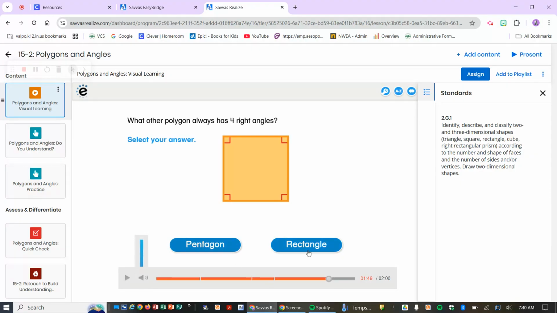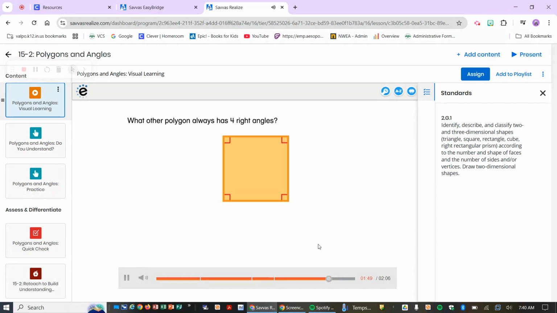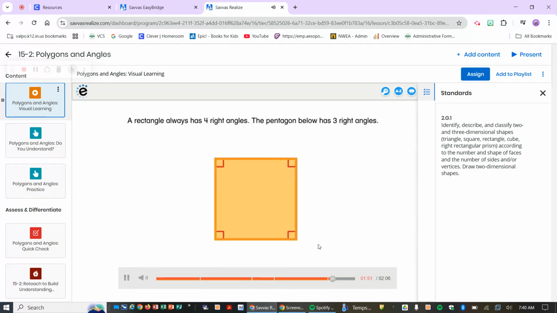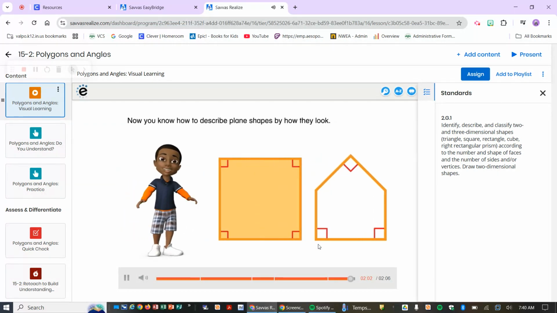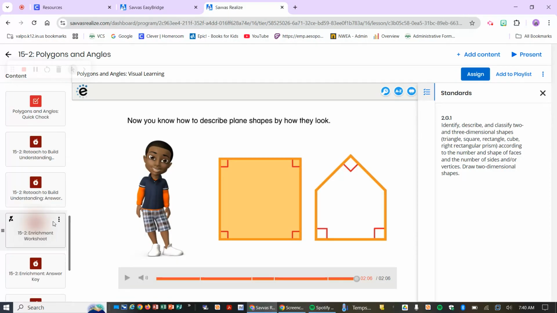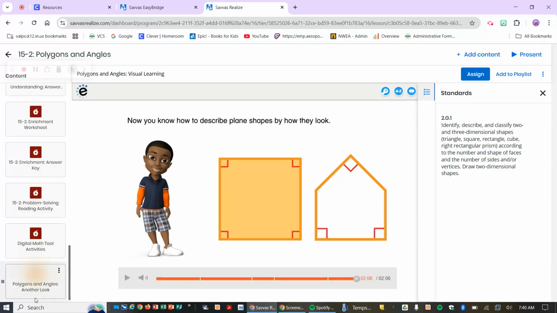Hopefully you were thinking rectangle. A rectangle always has 4 right angles. The pentagon below has 3 right angles. Now you know how to describe plane shapes by how they look. Okay, let's take a look at our other video quick and then we will jump to our math book.